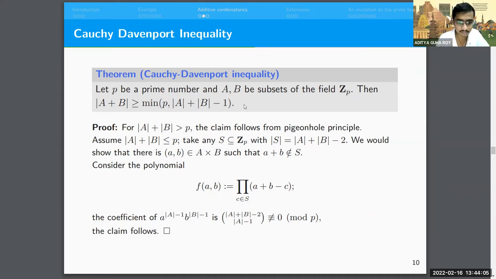One small example: take p equals 4, which is not a prime number. Say you take A and B to be {1, 3}. Then A plus B is just {0, 2}, which has size 2, but the minimum of p and |A|+|B|-1 is 3. So we don't have the inequality in that case. And as I said, in the case of progressions, equality will be achieved.